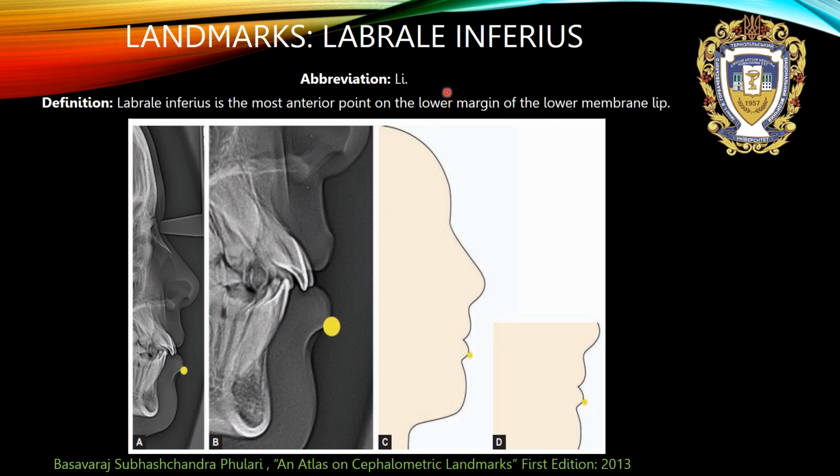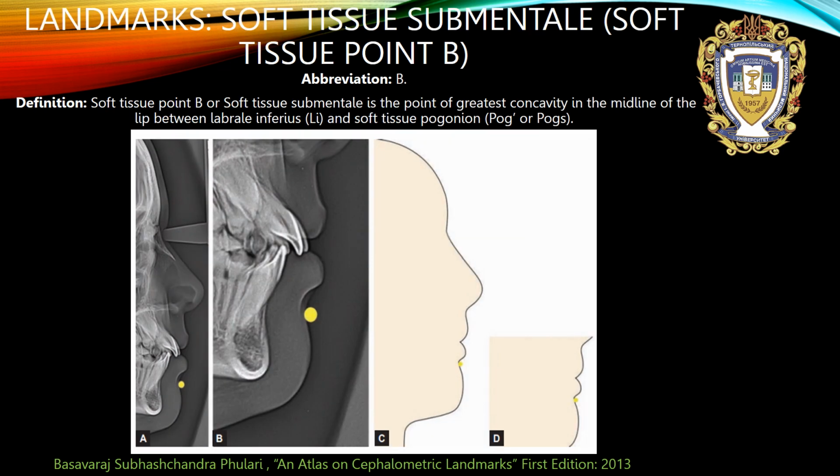Labrale inferius is the most anterior point of the lower margin of the lower membranous lip. Soft tissue submentale or soft tissue point B. Hard tissue point B is localized here, but soft tissue point B or soft tissue submentale is the point of greatest concavity in the midline of the lip between labrale inferius and soft tissue pogonion.